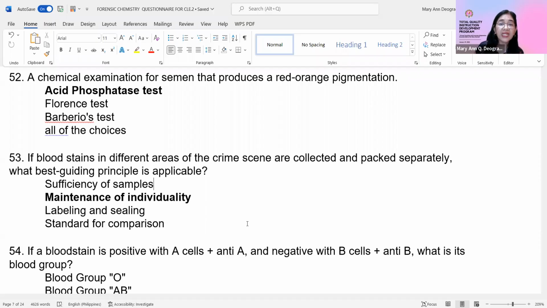Malay natin kung ilan ang involved doon sa crime scene. Is it the blood of the victim? Is it the blood of the suspect? Kaya kailangan hiwa-hiwalay ang packaging. And that is maintenance of individuality. Okay.